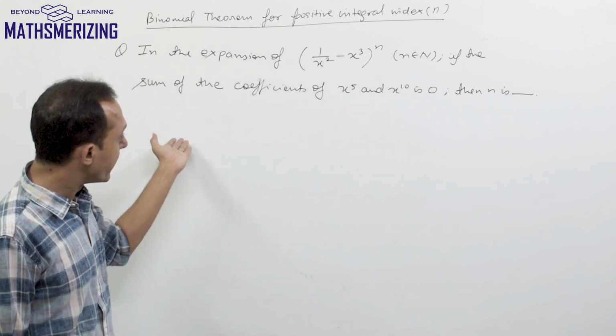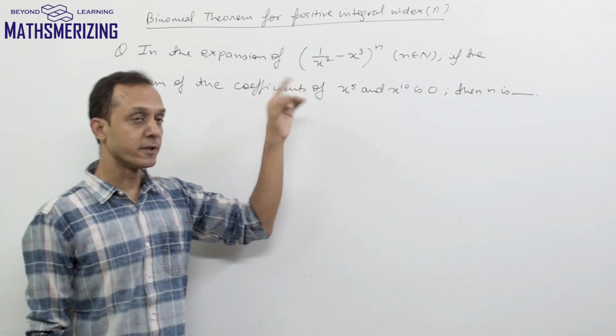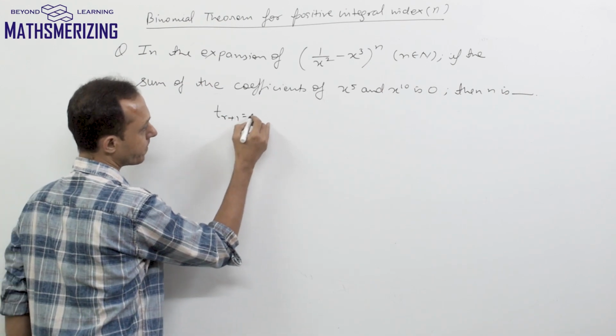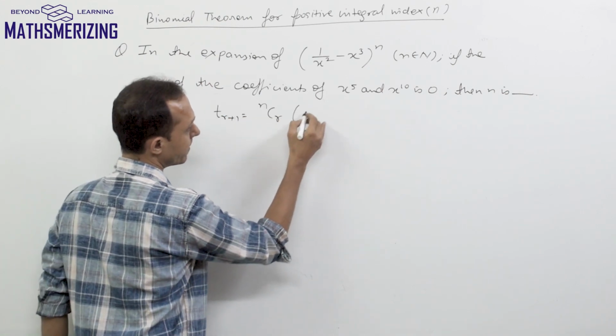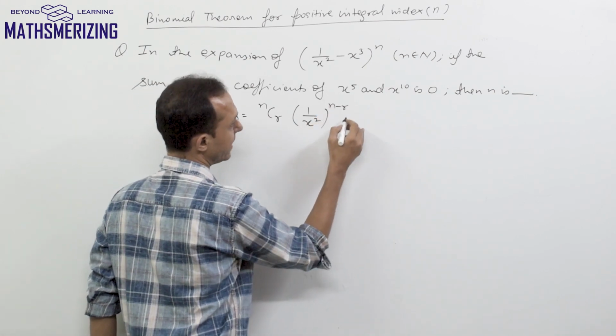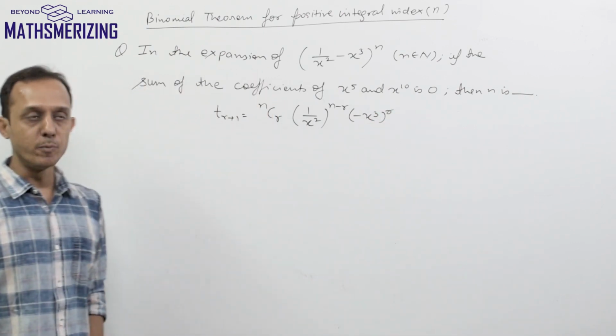So again, in order to find the coefficient of x to the power 5 and x to the power 10, I'll just need to write the general term for this expansion. So its general term will be T(r+1) equals nCr, 1 upon x squared to the power n minus r, and minus x cubed to the power r.